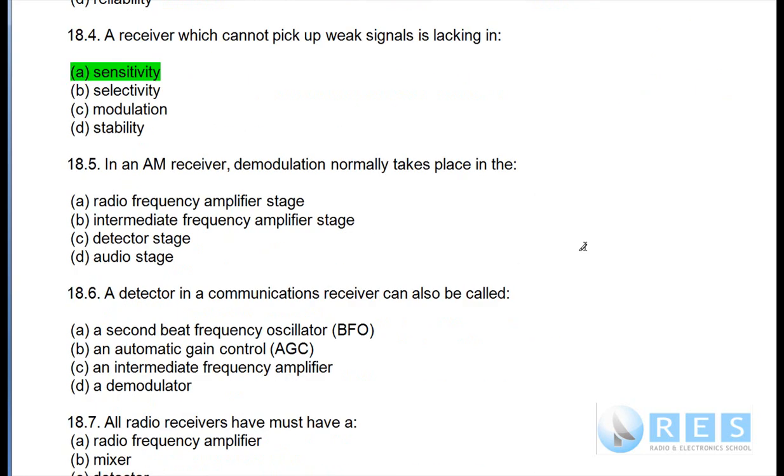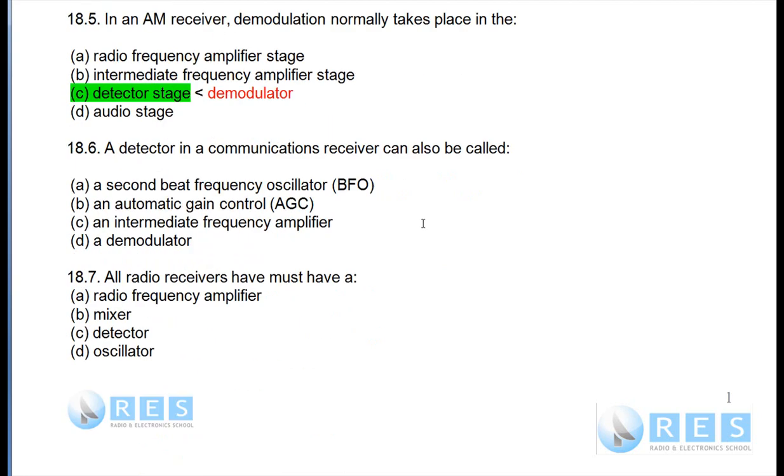18.5. In an AM receiver, demodulation normally takes place in the detector, and the detector could also be called the demodulator. And this is talking about double sideband. When they say AM, they mean double sideband. If it was single sideband, the name of the demodulator would be product detector. I'm sure we'll get a question on that shortly. 18.6. A detector in a communications receiver can also be called a demodulator.